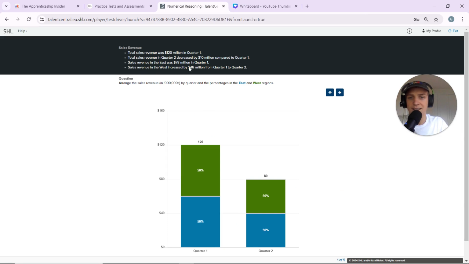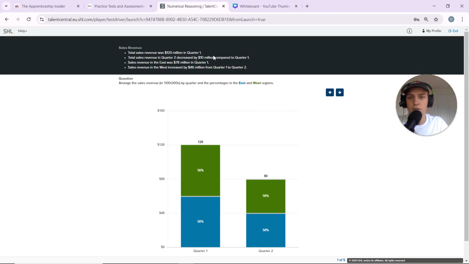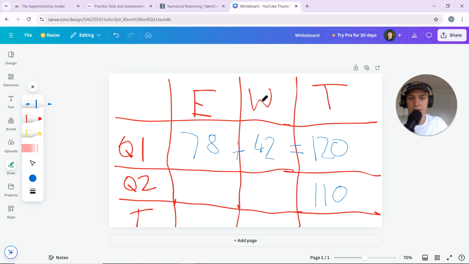Sales revenue in the West increased by 46 million from Q1 to Q2. So we know that the increase here is going to be 46. So it's going to be 42 plus 46. This one here is going to be 88.